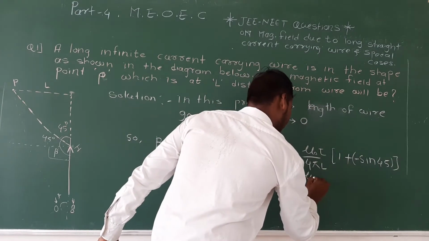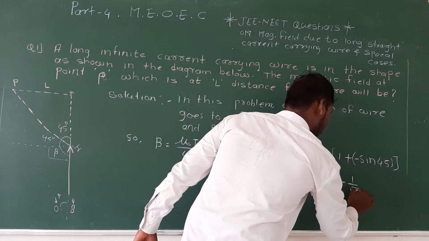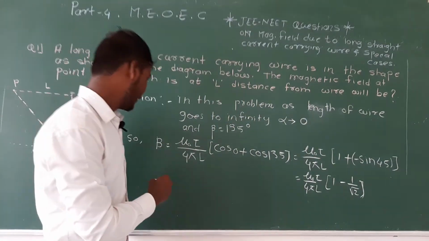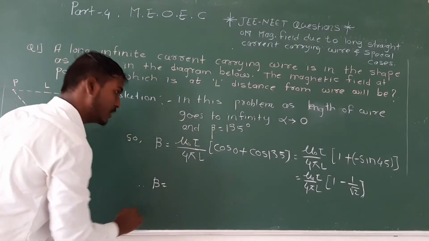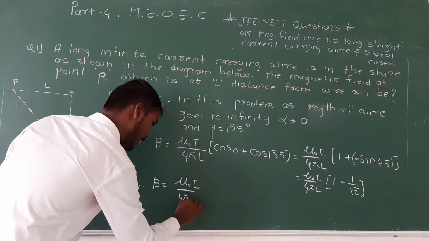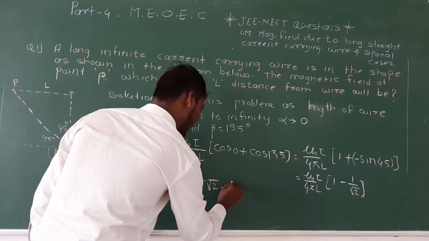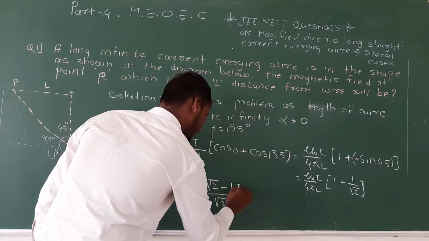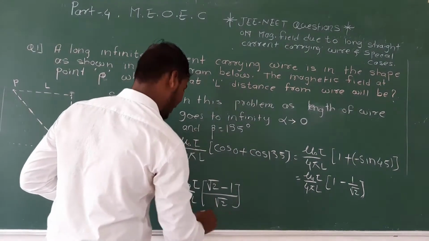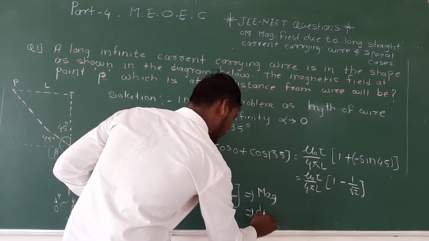So it will be mu 0 I upon 4 pi L, 1 minus 1 by root 2. Sin 45 is 1 by root 2. So negative sign is there, so 1 minus 1 by root 2. Therefore the magnetic field will be mu 0 I divided by 4 pi L into root 2 minus 1, here root 2 minus 1 divided by root 2. Cross multiplication, root 2 minus 1 divided by root 2. This is the answer. Now about direction, this is the magnitude. What about direction?